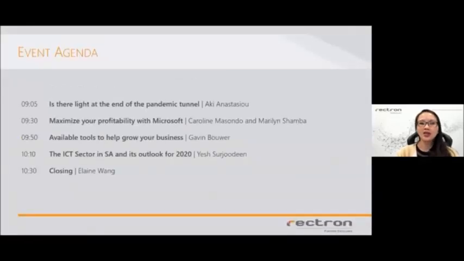So we're going to get started with a talk from Aki around light at the end of the pandemic tunnel. Next up, my team in Carolina, Maryland will be presenting around profitability with Microsoft, very important, and especially around the FPP and CRM products. Next up, we have Gavin Bauer, who will be talking around some of the tools that Microsoft has to help you with your business. Last but not least, we will have Yesh talking around the outlook in the ICT sector in 2020 post-coronavirus. So I think we've got a really packed agenda. I hope that a lot of you find value from the agenda, and let's get started.